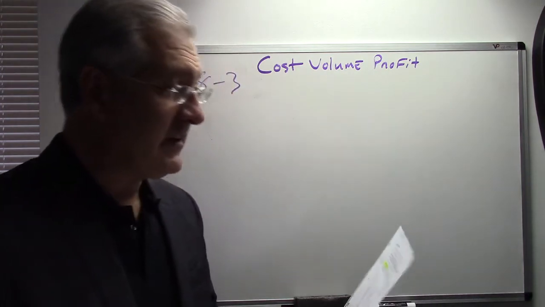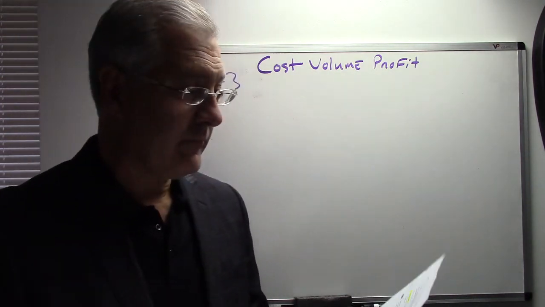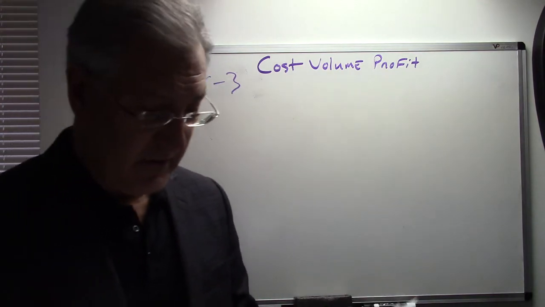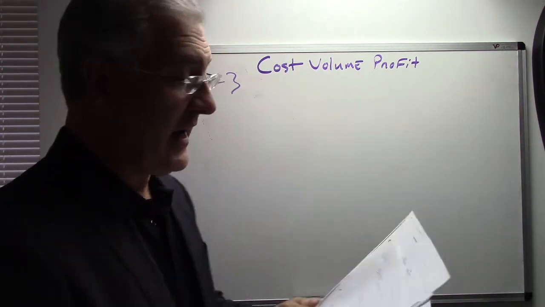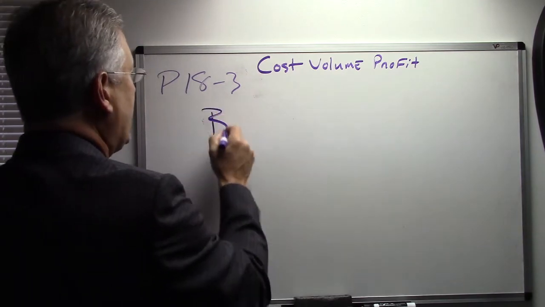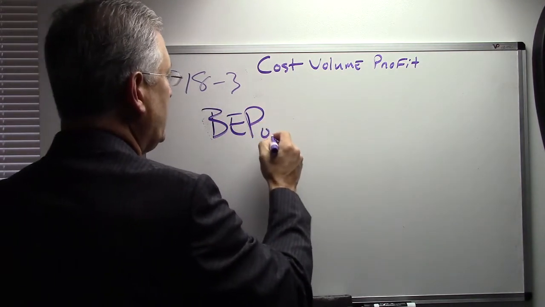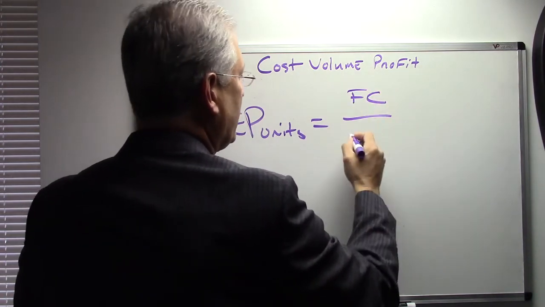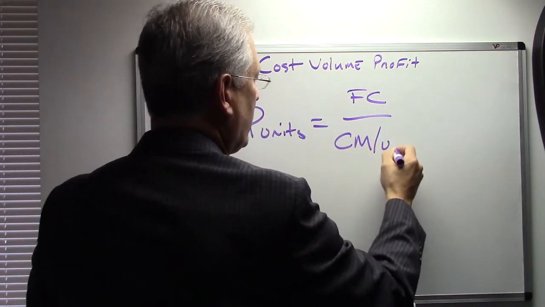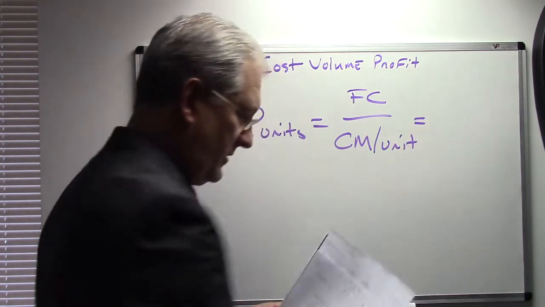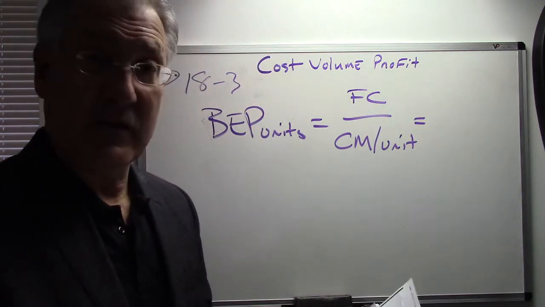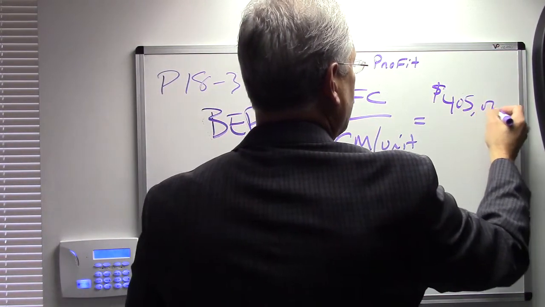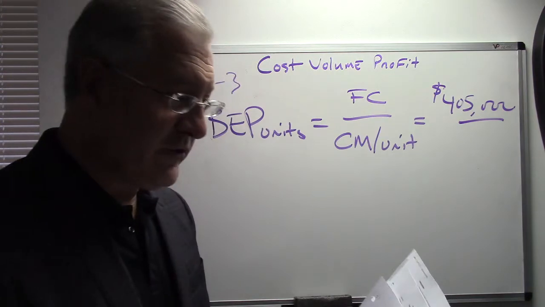The next question is asking, compute the break-even point in units and in dollars. So again, this is the format I like. Break-even point in units equals fixed cost divided by the contribution margin per unit. We just calculated the fixed cost at $405,000. But what is the contribution margin per unit?